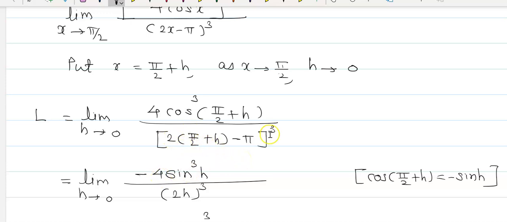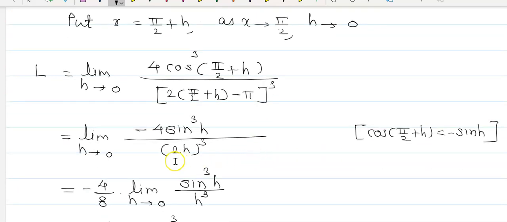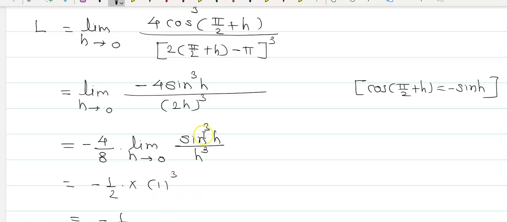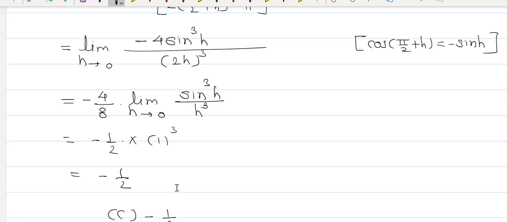Here, plus pi and minus pi get cancelled. That is (2h) bracket cube. (2h) bracket cube means what? 2 raised to 3, which is 8, here h cube. This is minus 4. Therefore, minus 4 upon 8 into limit h tends to 0, sin cube h upon h cube. As h tends to 0, the value of this limit is 1 raised to 3. And that is equal to minus 1 upon 2. And hence option C, which is minus 1 upon 2, is the correct one.